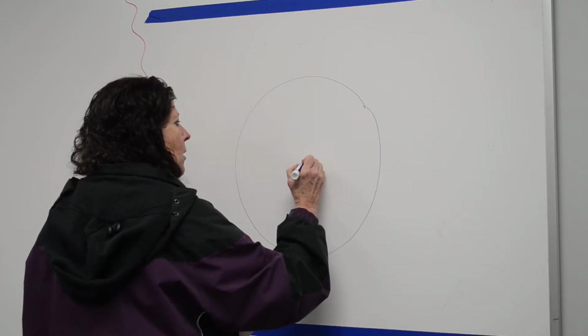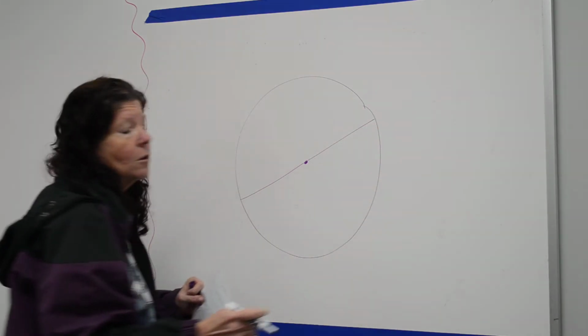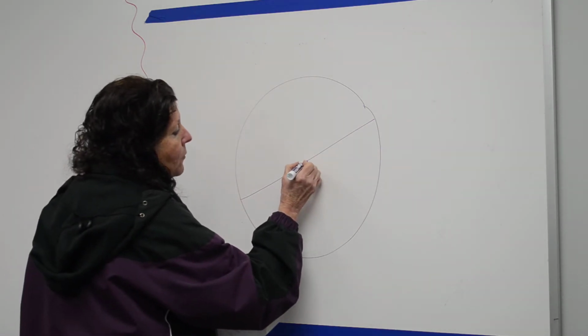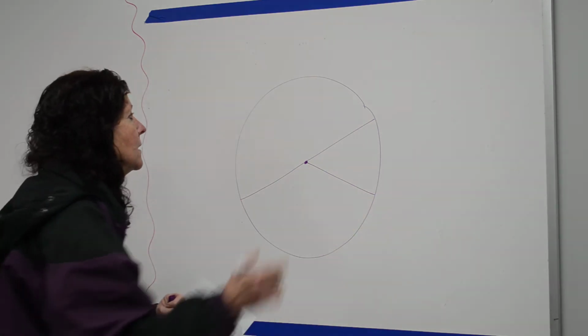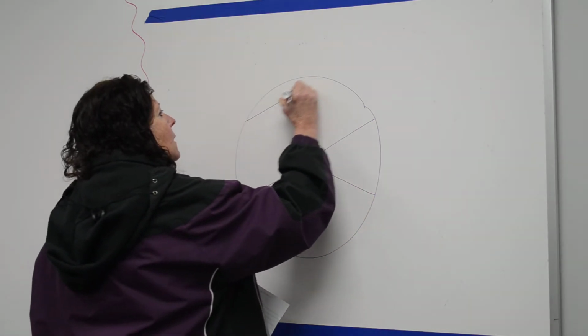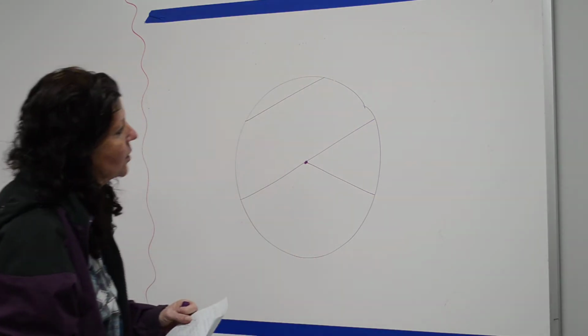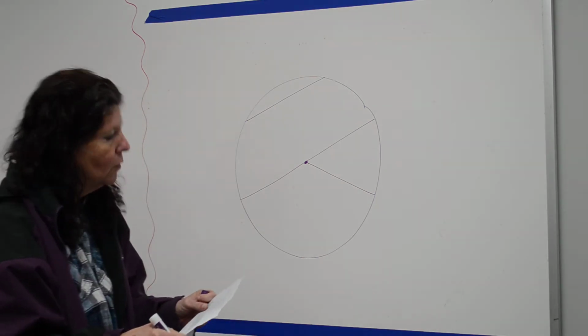Okay, remember, if you have a line that goes through the center of the circle to a point on the outside, this is your diameter. Halfway from the center to a point on the outside is a radius. Any line that goes from a point on the outside to another point on the outside is called a chord. And of course, this is the center of your circle.